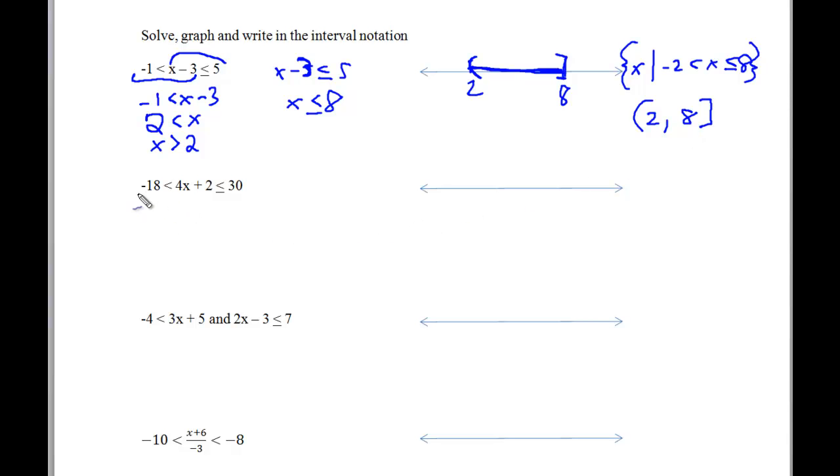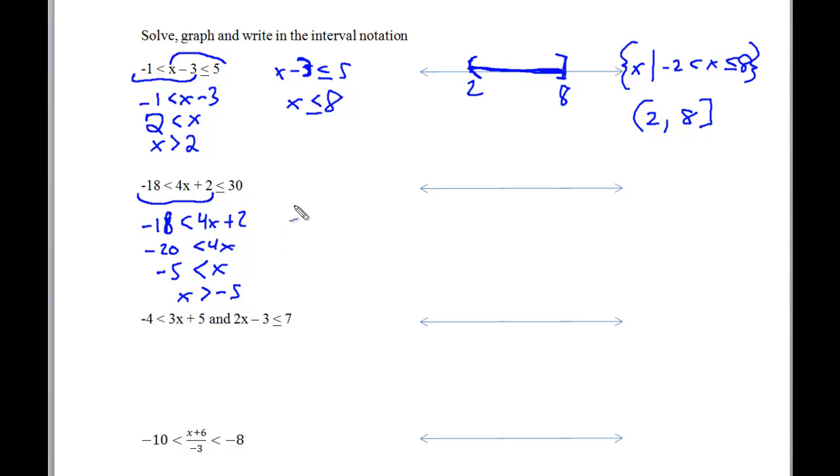Again, we're going to do the problem twice here. We're going to do this like so. So this is going to be negative 18, that should look like an 18, is less than 4x plus 2. Subtract the 2, so negative 20 is less than 4x. Divide both sides by 4, you get negative 5 is less than x. Now we're going to flip that around. X is greater than negative 5.